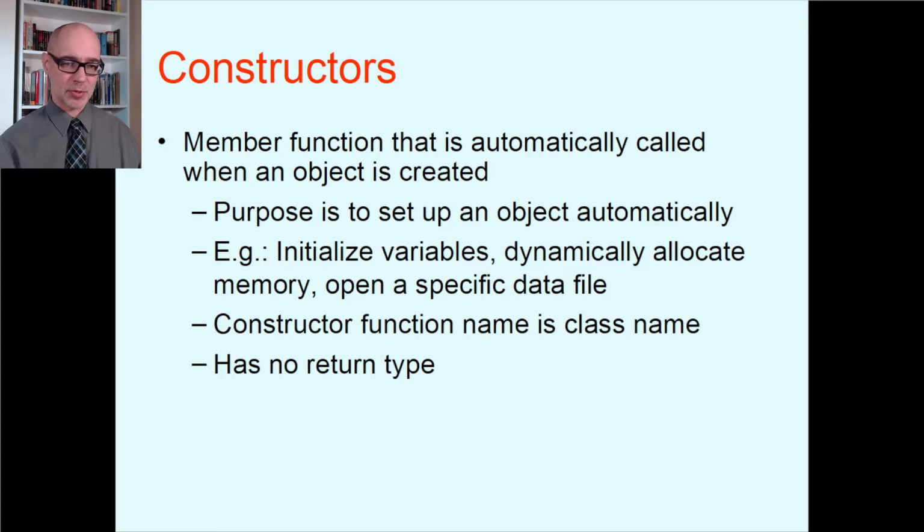So some examples of that would be initialize your variables appropriately, could be dynamically allocate memory that this object needs to use, could be open a specific data file that the object needs to read from. These are all really common uses of constructors. That's really why constructors exist, for that kind of stuff.